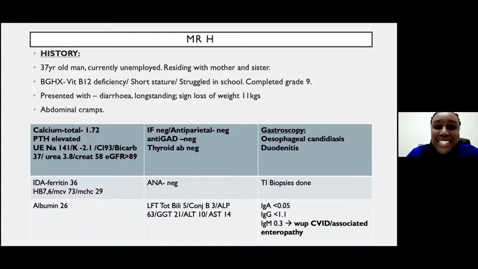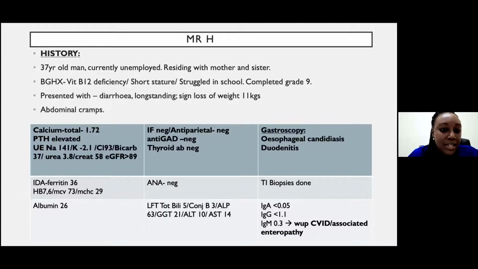Our next case is Mr. H. He's a 37-year-old gentleman currently unemployed, residing with his mother and sister. He has a background history of vitamin B12 deficiency. He has a short stature. He struggled in school and completed till grade 9. He presented to us with a history of chronic diarrhea for more than 4 years. This has been longstanding. He had significant loss of weight, more than 11 kilograms in the past 3 months, and he complained of abdominal cramps.